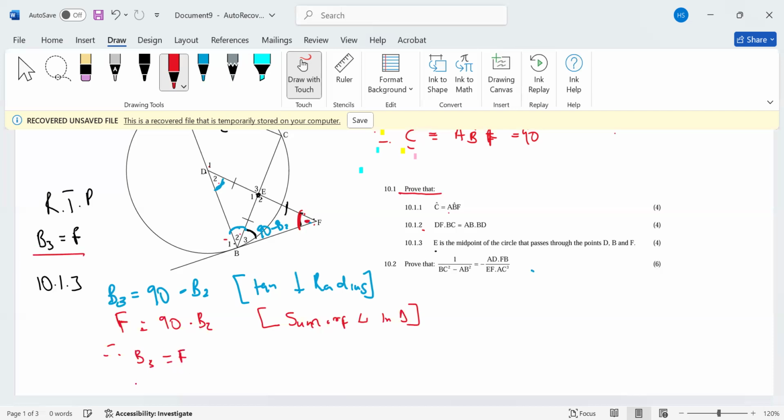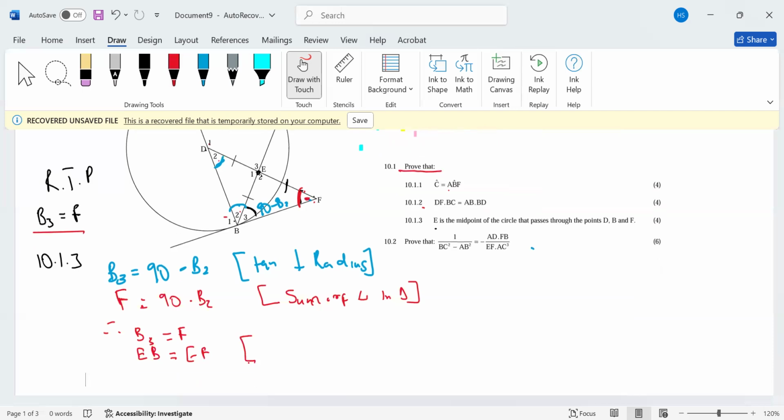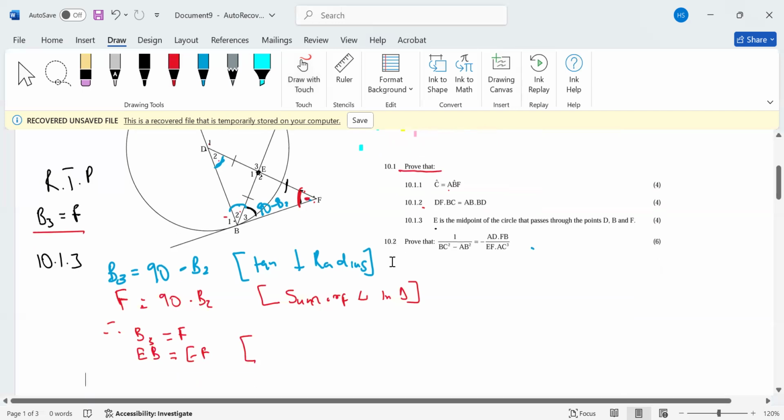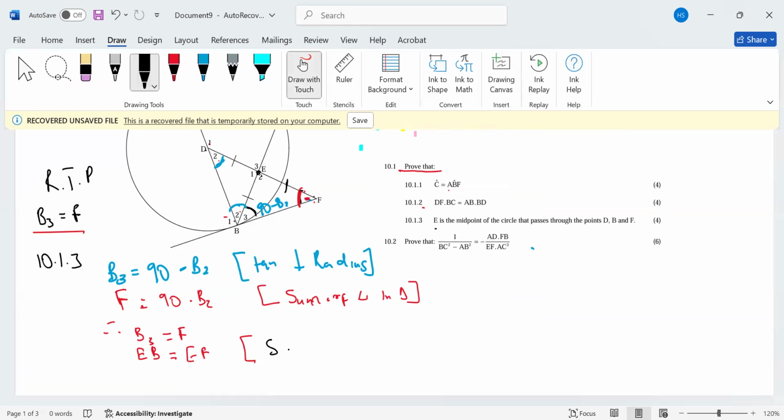Meaning, we can tell them that EB is equal to EF. Yes. They will ask us why we are saying that. What is the reason? No, angles opposite equal sides. This one is sides opposite equal angles. It's the opposite of that other one. But we don't have a converse. We say this one is the side opposite equal angle.